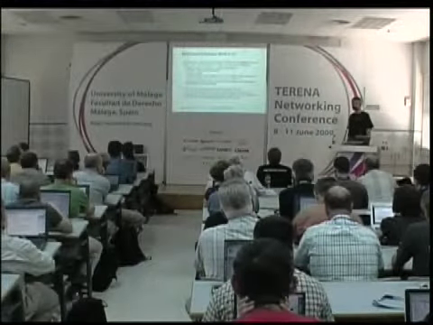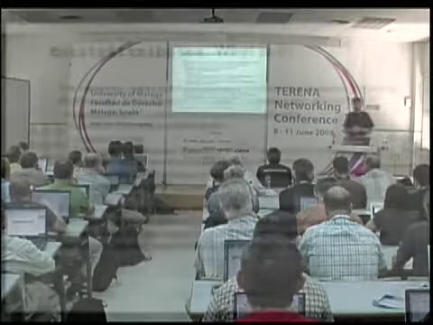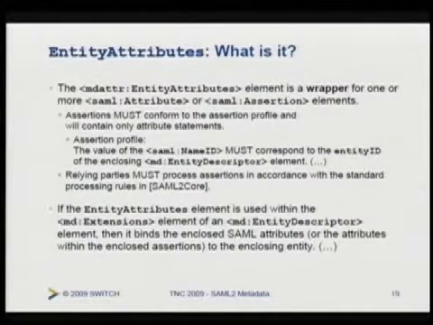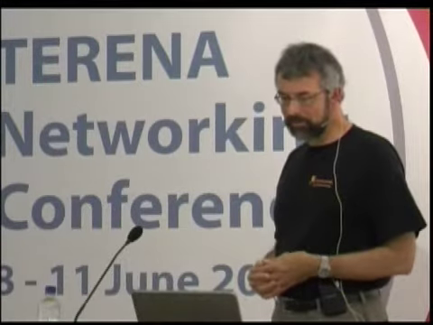And the next point here, relying parties must process assertions in accordance with the standard processing rules in SAML2 core. This just means we can reuse the existing software we already have in processing SAML assertions. So that's a good thing for lowering the barrier of an implementation. You don't have to write that much code. And then the last point here, the entity attributes element, is used within an extensions element. That just means the scope of what you express with an attribute is limited to the entity ID in which it is contained. That's a rather natural way.